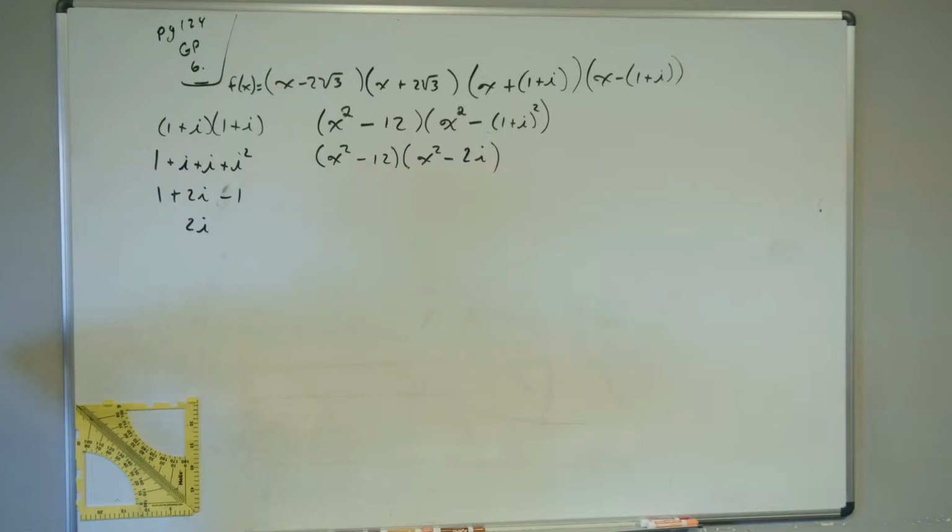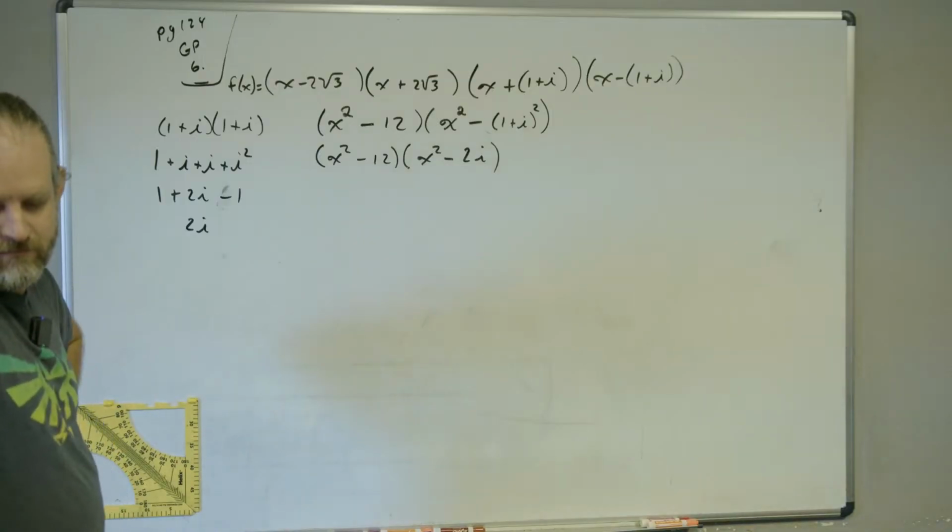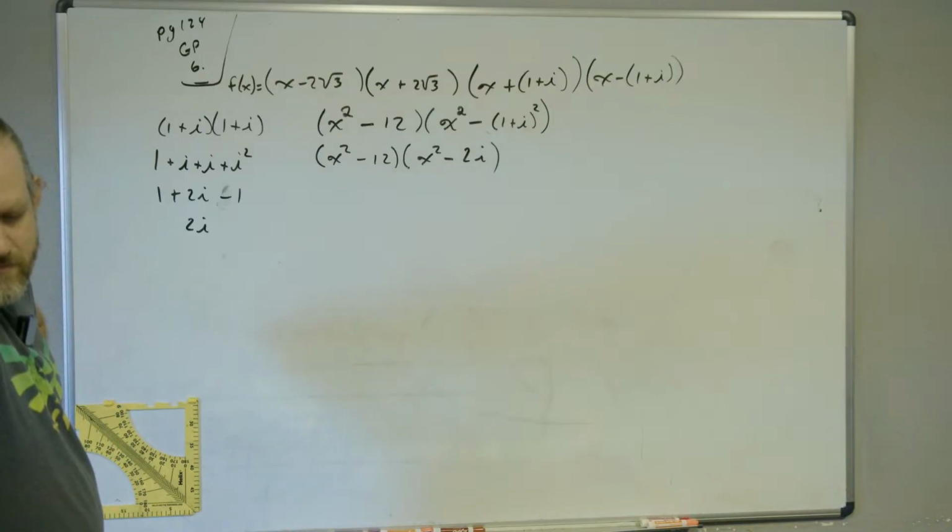On the board, right. I was there, and I did that, and I got the x to the 4th minus 12x squared minus 2ix squared. Yeah. So what did I do wrong? I don't know yet. Because I followed all your steps exactly.